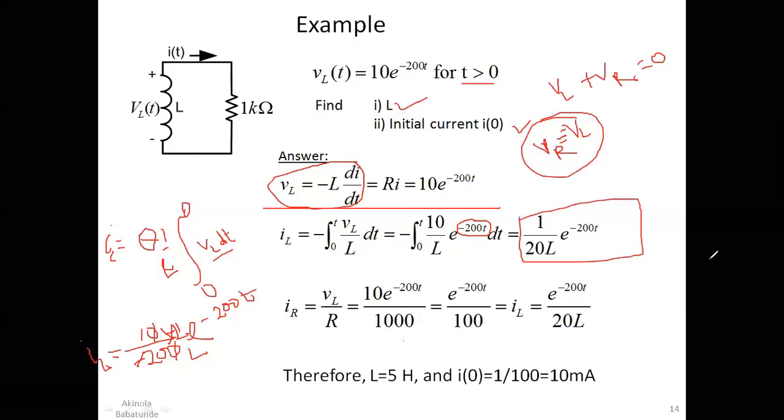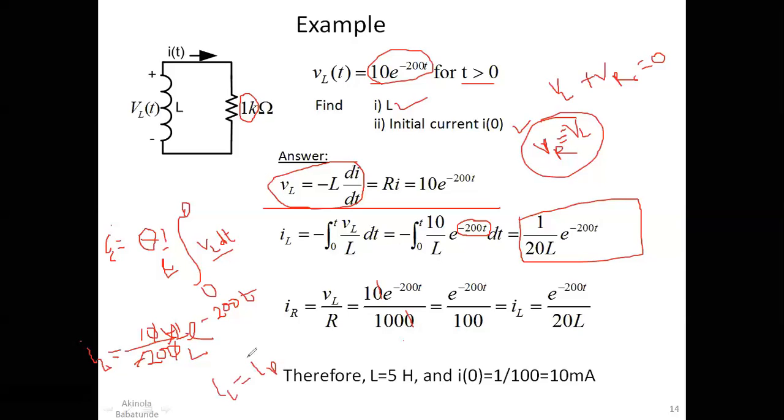This is very important for us. Also, don't forget that we can easily find our IR, the current passing through the resistor. According to Ohm's law, IR will be equal to VL over R. We know our VL is 10 exponential minus 200t, as we have right up here, divided by R. Our R is 1K, 1,000 ohms. So if you solve this, this 10 will cancel this here, and then you have exponential minus 200t over 100.